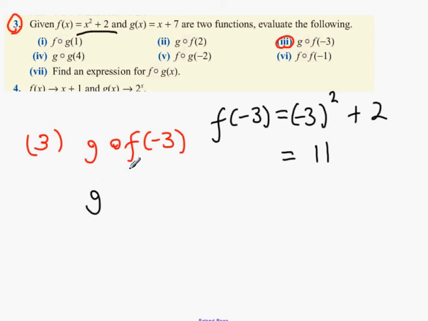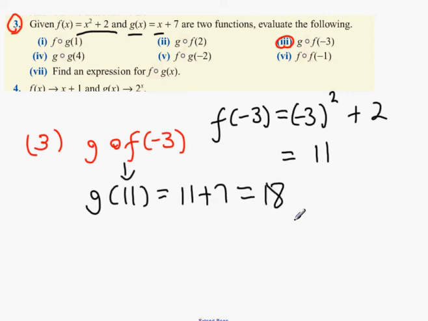Now you have to do the g rule for 11. So Mick, what's the g rule in this question? x plus 7, which is 11 plus 7. Whatever it is plus 7, and you get 18, right? It's not so bad, okay?